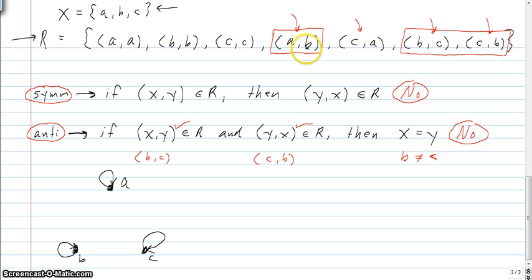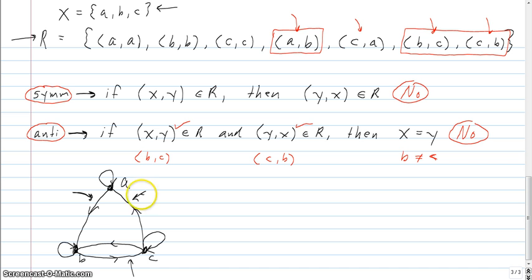We'd have a directed edge going from A to B, a directed edge going from C to A, and we've got directed edges going from B to C and C to B. Right, so here we've got BC and CB. That fits the definition of symmetric, but we need an edge going both ways here and also here in order for this to be completely symmetric.